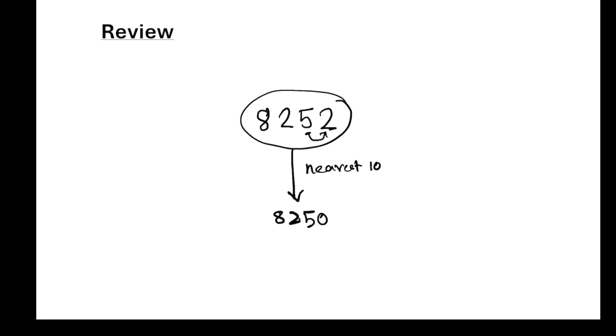Now I'm rounding to the nearest 100. Step 1. Find out the hundreds place digit, which is 2. Look at the previous digit, which is the tens place digit, 5. 5 means change. So 8,252, the nearest 100 will be 8,300.